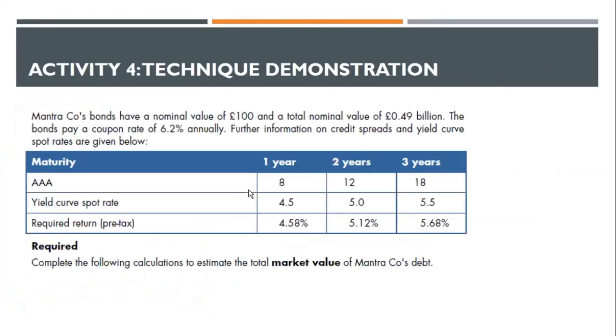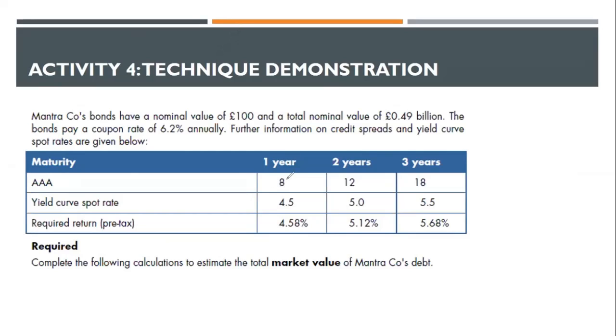Activity 4. Mantra company bonds have a nominal value of $100 and a total nominal value of 0.049 billion. The bonds pay a coupon rate of 6.2% annually. Further information on credit spreads and yield curve spot rates is given below.